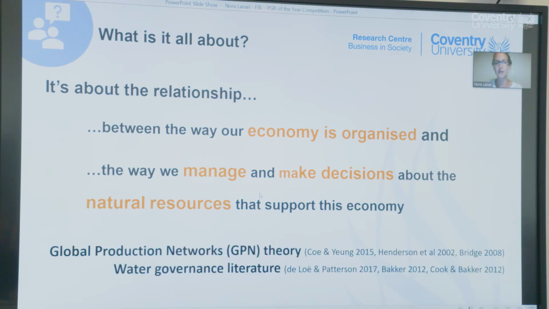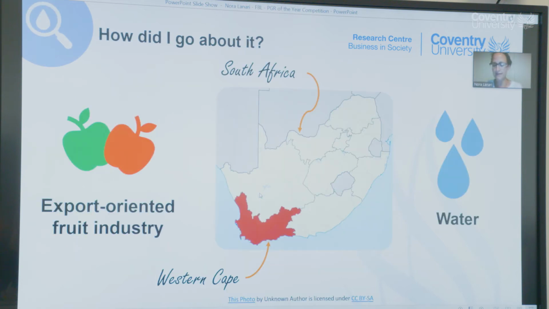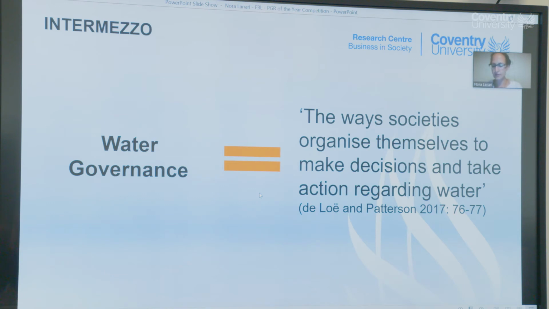And for this purpose, in my PhD, I combine elements of global production network theory with water governance literature. And this still remains a fairly broad topic or research area. So for my PhD, I narrowed it down. And my thesis focuses on how the export-oriented fruit industry in South Africa's Western Cape influences the way water is managed and governed locally. And by governing water or water governance, I mean the way societies make decisions about water, in particular the question of water allocation.